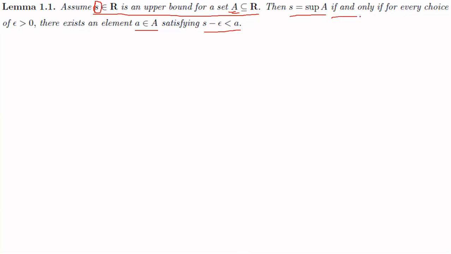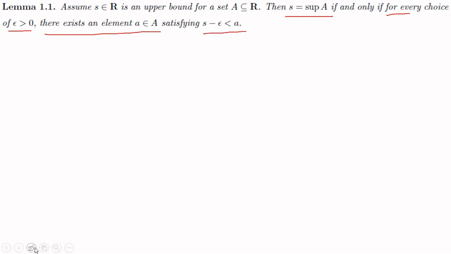Now you can see that there is an if and only if condition used in the lemma. So the proof of this lemma will have two parts. One, the forward direction, and another one, the backward direction. Now, to prove the lemma in the forward direction, we will assume that S is equal to supremum of A. And we have to show that for every epsilon greater than 0, there exists an element A in capital A satisfying S minus epsilon less than A.